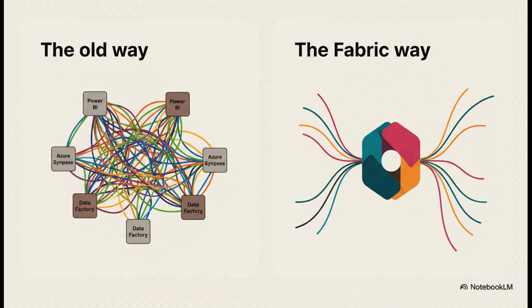And this slide right here just says it all. On the left, you've got what I like to call data spaghetti. All these different tools like Power BI, Azure Synapse, Data Factory, all barely talking to each other. It's messy. But on the right, you see the Fabric way. It's this one, single, unified hub where everything just flows. The whole point of Fabric is to replace all that complexity with one elegant solution.